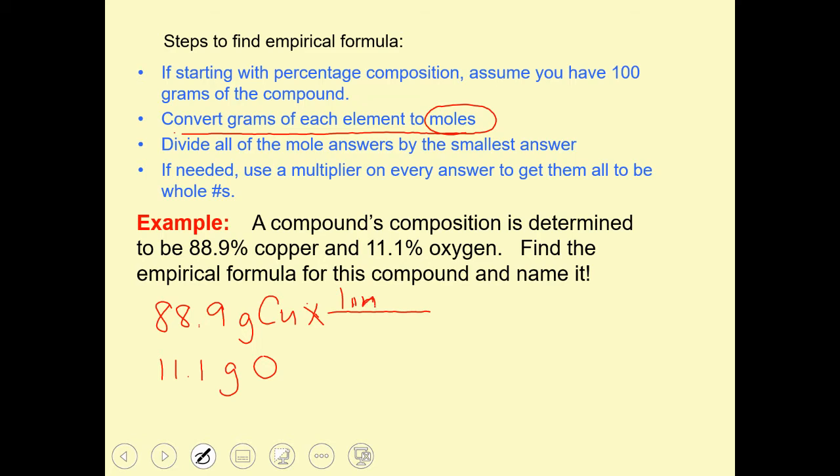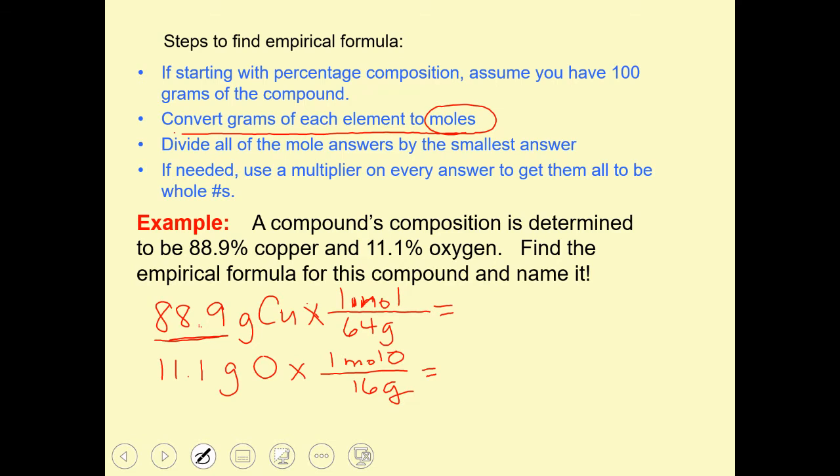So we know, I'm having a little trouble with my pen, sorry. We know that 1 mole of copper is 64 grams because we looked that up on the periodic table. And we know that 1 mole of oxygen is 16 grams. Okay. So we're going to do those conversions, to divide by the 64. We've been practicing that. And I'm going to keep 3 sig figs.